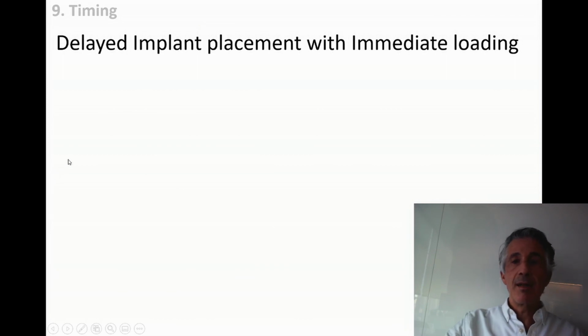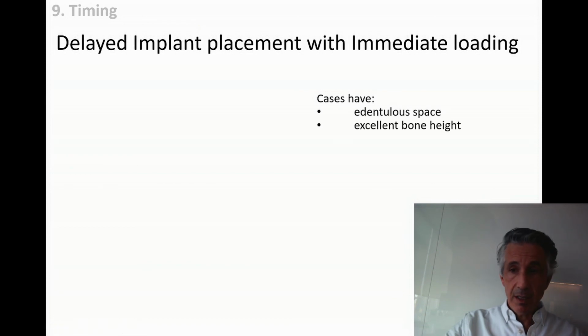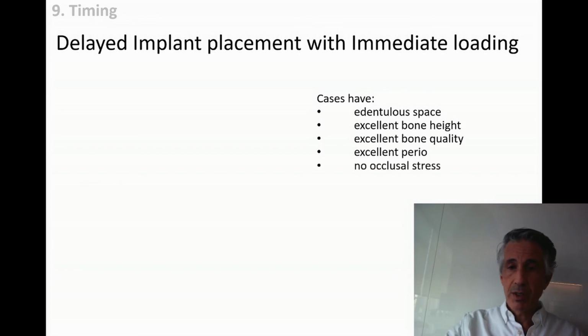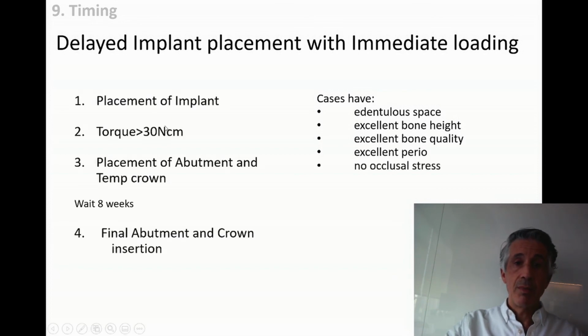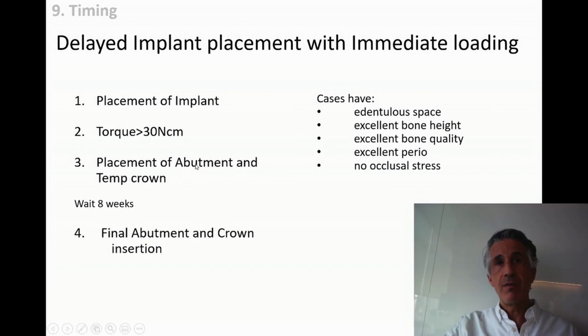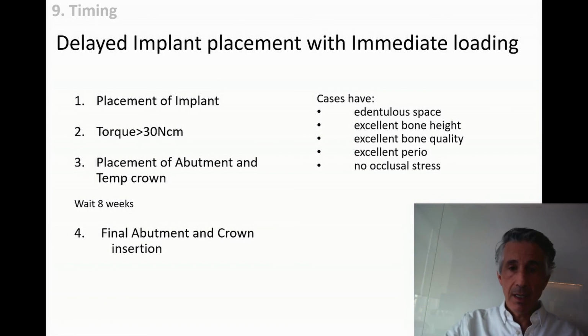Sometimes you can do a delayed implant placement with immediate loading. So this is an edentulous space with a very good bone height, very good bone quality, excellent perio, no occlusal stress whatsoever. So there you can place the implant, high torque, and then you can place the abutment and crown, at least a temporary one, slightly out of occlusion. This is the Canadian scenario, the hockey puck to the front teeth.